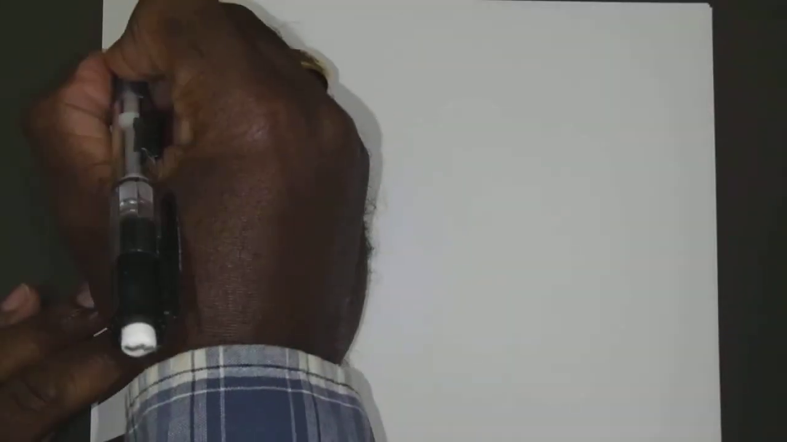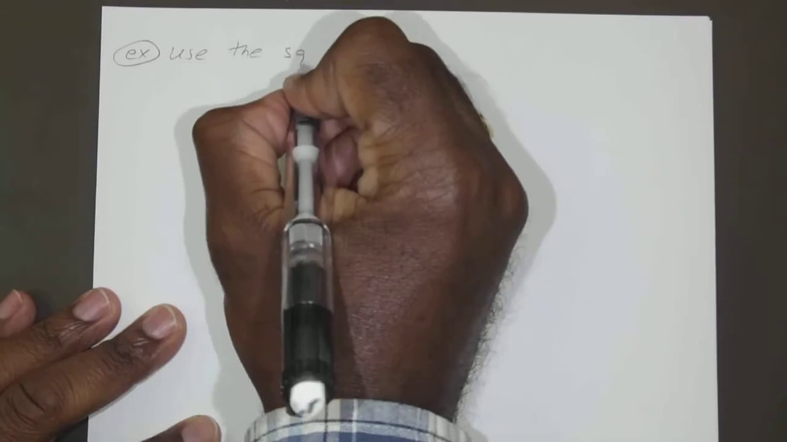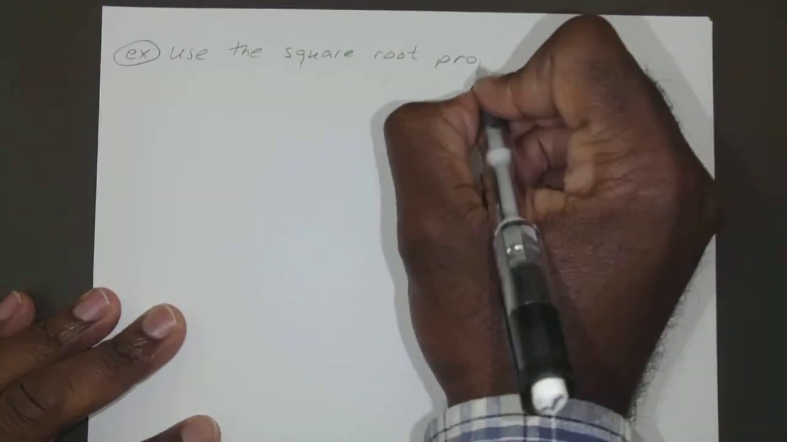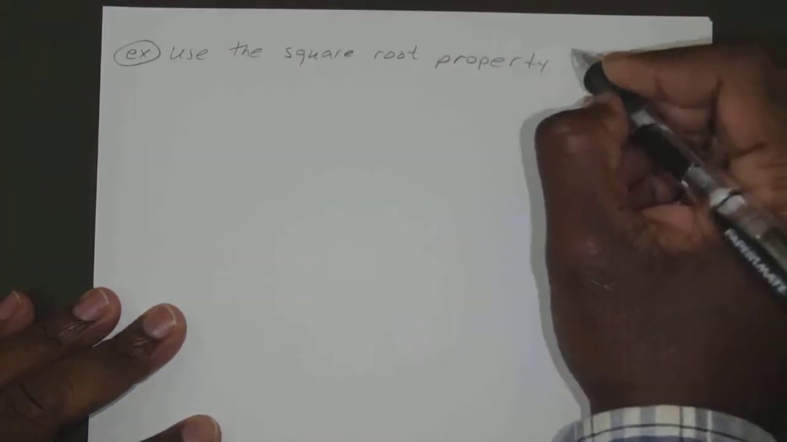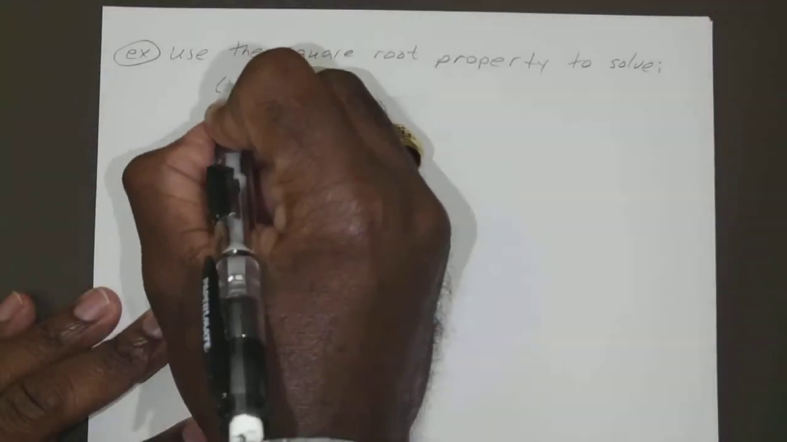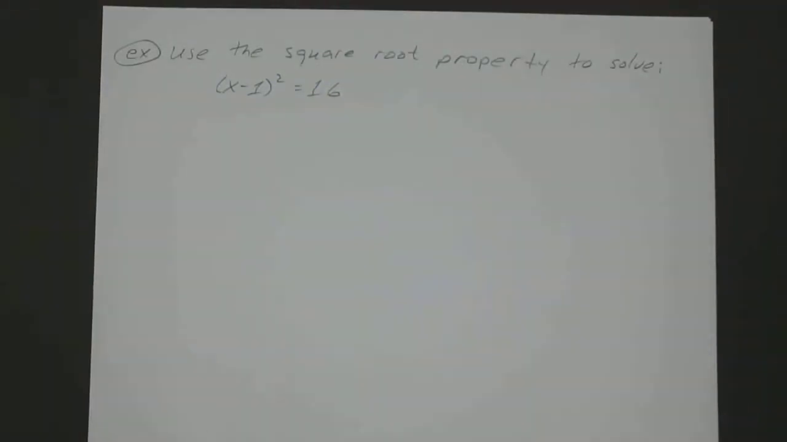Okay, so now we're going to use the square root property to actually solve equations, which is the main idea, more complicated ones. So what if we want to use the square root property? Let me show you. To solve, say x minus 1 squared equals 16.